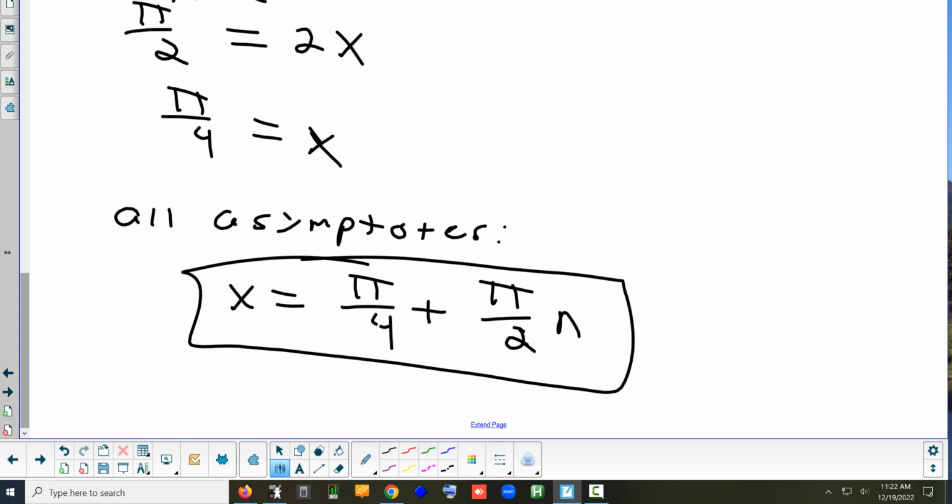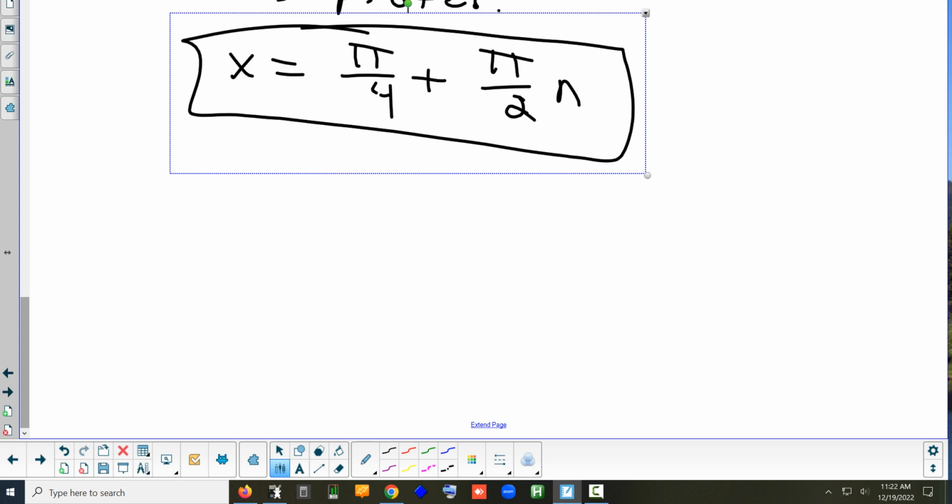If this was degrees, we could say that our first asymptote is 45 degrees, and then we can keep adding or subtracting multiples of 90 and get asymptotes forever, left and right. But that's how you describe them all. Okay, and we'll do that again. But I wanted to do one with tangent first. All right, now let's think a little bit about secant and cosecant.